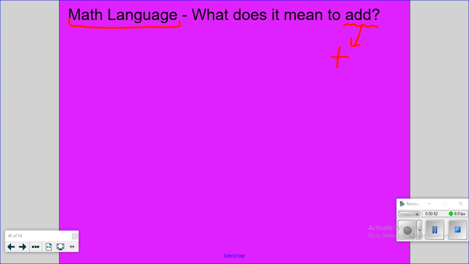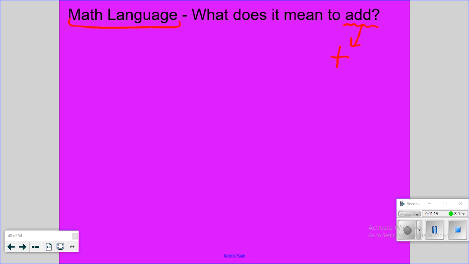You should be very familiar with that symbol. We've probably seen it hundreds, thousands of times. Millions? Maybe. But when we see that symbol in an equation, what does that mean?